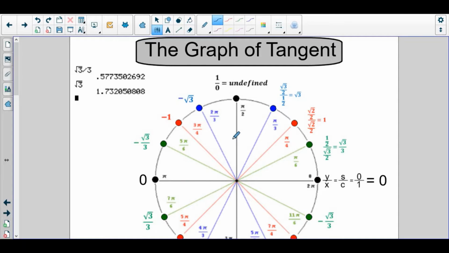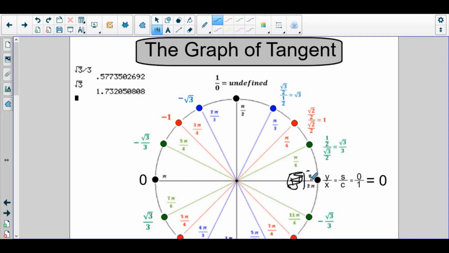So tangent is created by dividing sine over cosine. Keep in mind this point is just a regular old point on the coordinate plane, and that point is (1, 0). Okay? So if I try to figure out what tangent is, sine over cosine, or y over x, is 0 over 1, which is 0. But to create the coordinate pair for tangent, I'm not going to look at this.